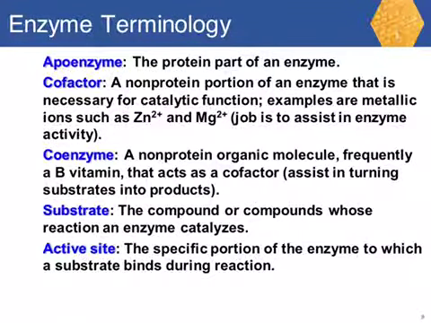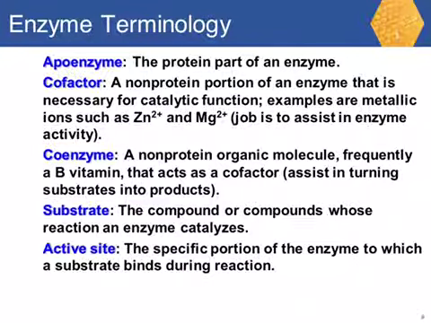Okay, enzyme terminology. These are important, people. And we're going to be talking about the structure and how the enzyme reacts. All right, apoenzyme is the protein part of an enzyme. You can remember it because it has the P in it.